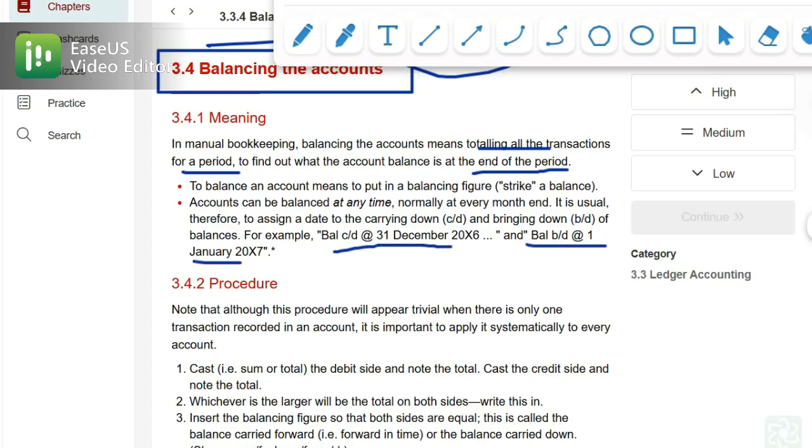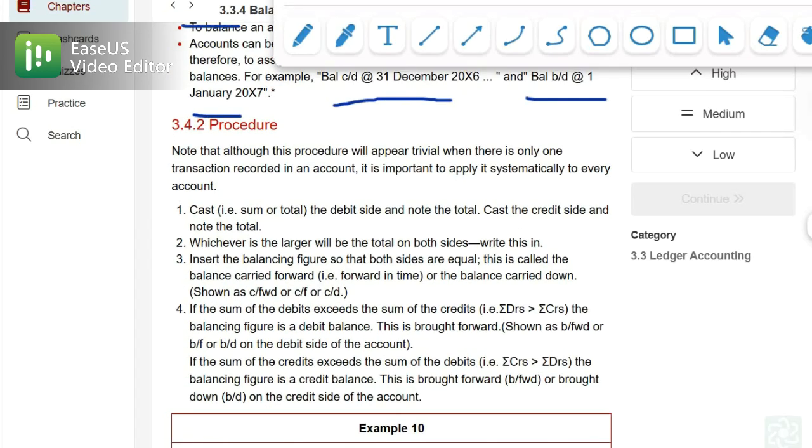Okay, now let's talk about the procedure. What will be the procedure? The procedure for balancing an account is that you have to add up both sides, meaning casting the total. Casting means sum or total. Cast the debit side and note the total. Then cast the credit side and again note the total.